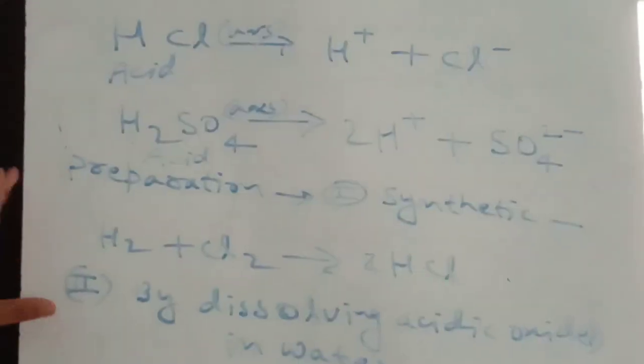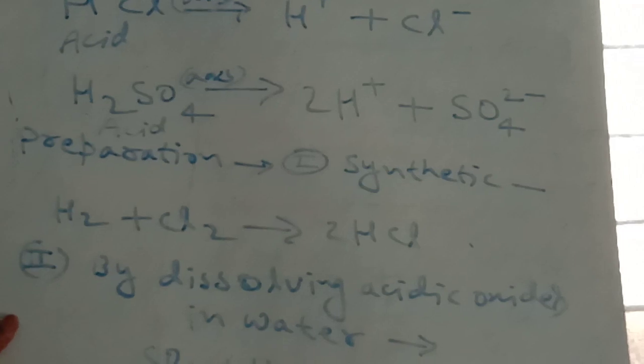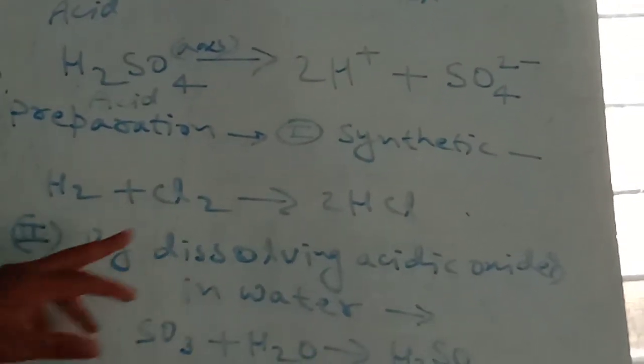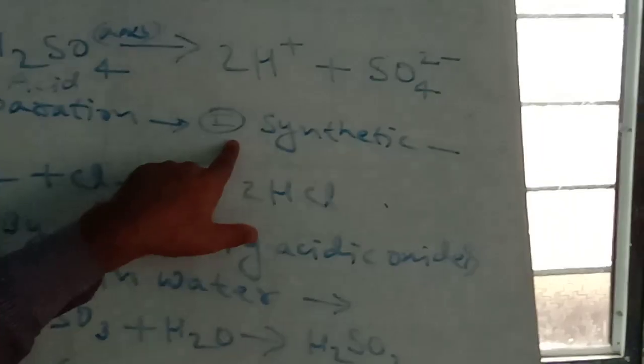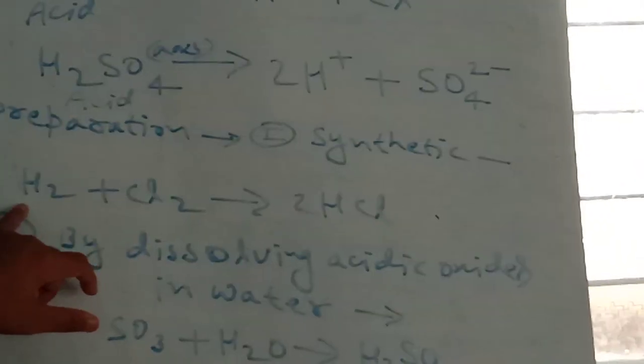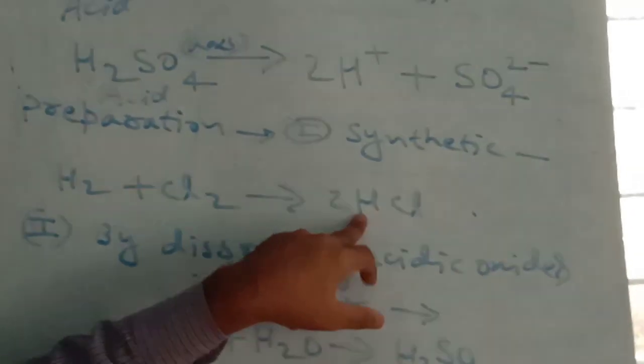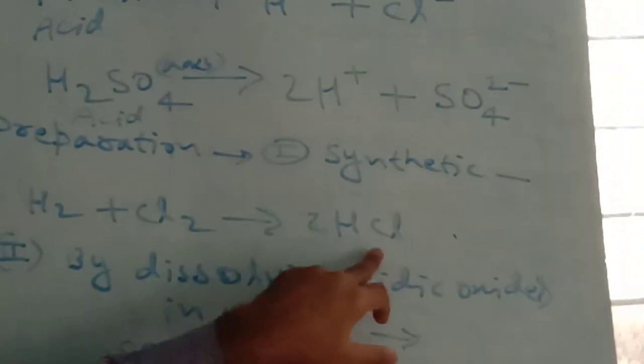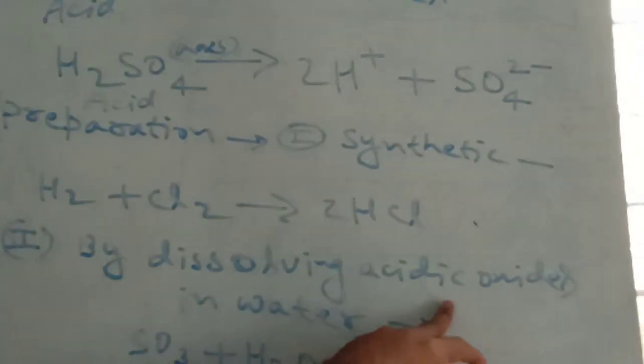Now listen, the second topic is preparation. Generally acid is prepared in two ways. First, the synthetic method. Here see, hydrogen reacts with chlorine and forms hydrogen chloride, which means hydrochloric acid. So the first method is the synthetic method. Second, by dissolving acidic oxide in water.